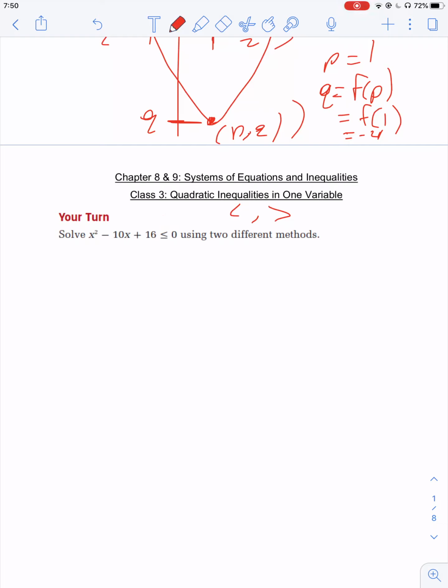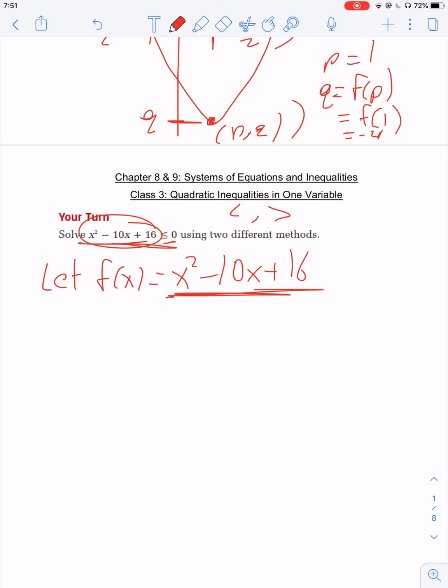If this question kind of bothers you, then just make it a function, because it's already less than 0. So let f of x equal x squared minus 10x plus 16. So we're working with this function. I'm just changing this into a function to make it easier for you to understand what we're actually doing. Another thing to point out here is that you only have one variable, which is x. So this is an inequality in one variable.